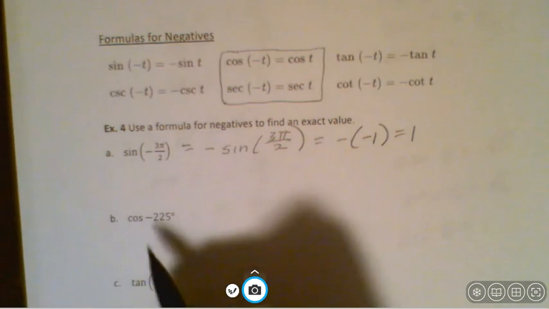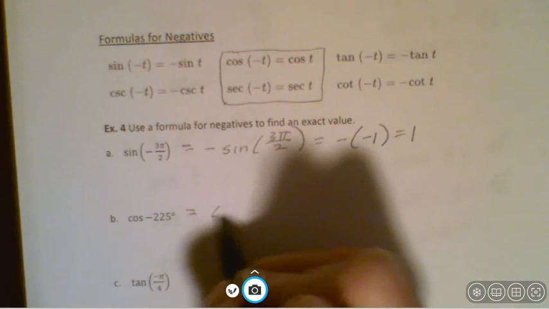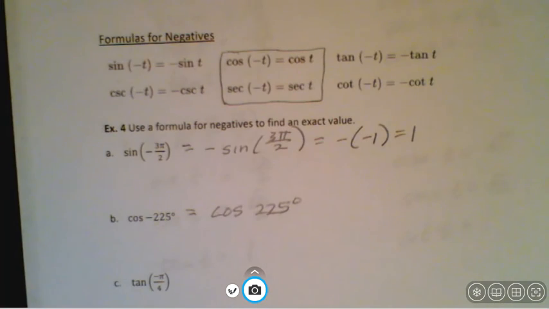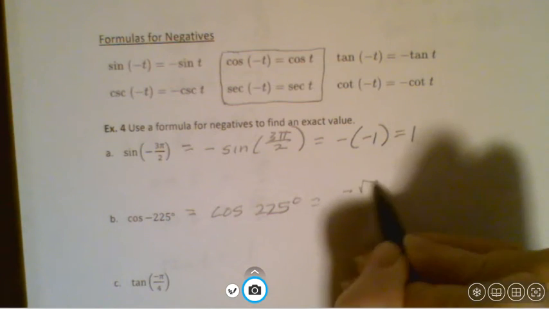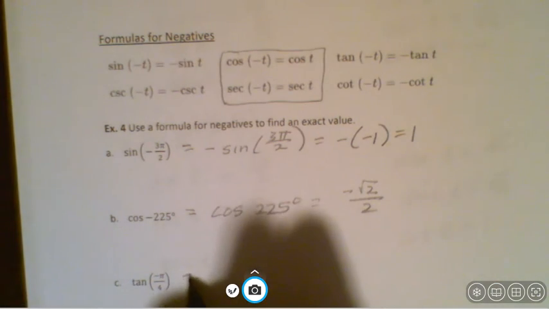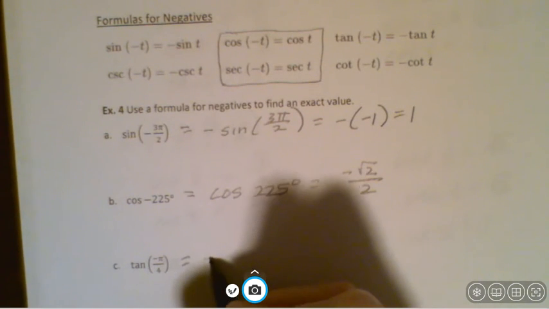Okay, now the cosine of -225. Remember, cosine's the one that's weird. It's the same thing as the cosine of 225. On your unit circle, the cosine of 225 is the negative square root of 2 over 2. And tan does the same thing as sine. We just pull the negative out.